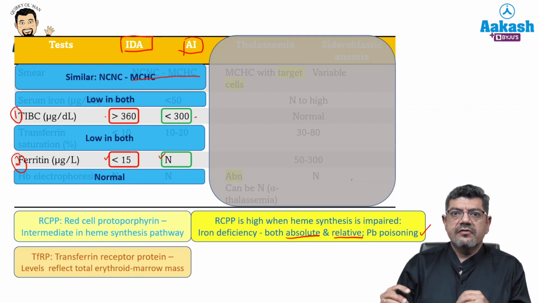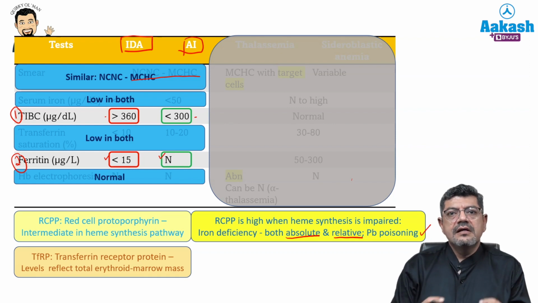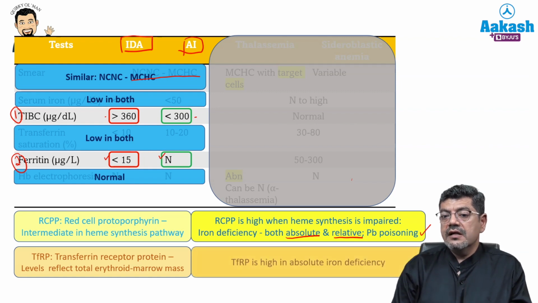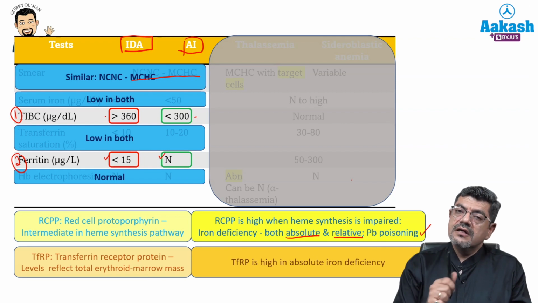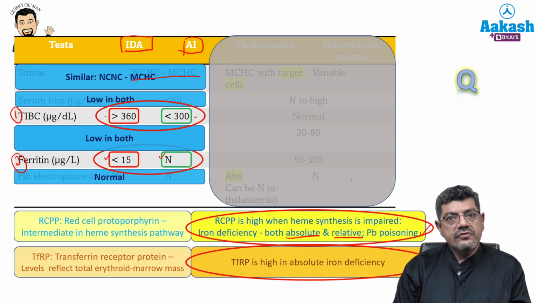They get detached from the main protein complex on the red cell membrane, on the bone marrow cells, and are released into circulation. So their concentration reflects total erythroid marrow mass, right? So this will be elevated only and only in absolute iron deficiency. So that is a test that will distinguish iron deficiency anemia from anemia of inflammation. So those are again all MCQs for you right there.